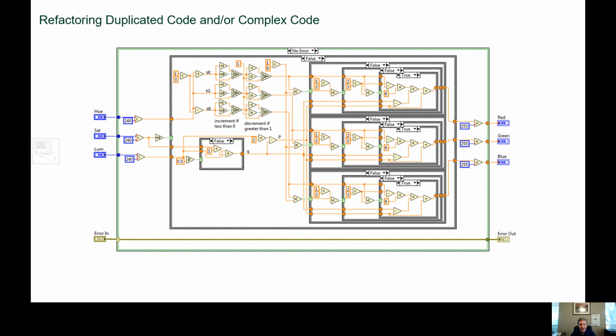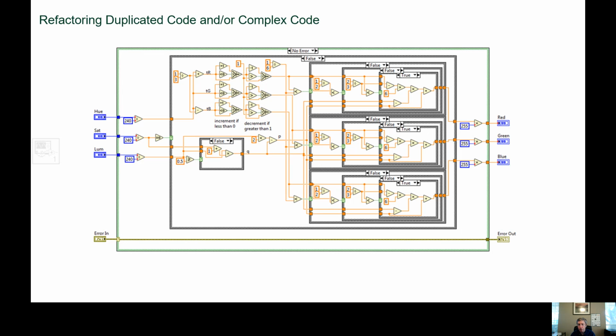Another code smell is duplicated code. Look at this block diagram right here. Basically the whole right half of the block diagram has been duplicated 3 times. And if you look in the upper left of the case structure, you'll see some logic with the add one and subtract one has been duplicated 3 times. These are the kinds of things that make the most sense to implement in a single sub-VI, and then call that sub-VI 3 times.